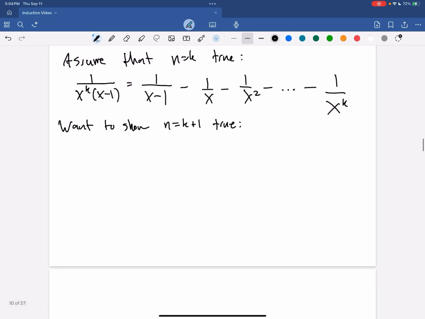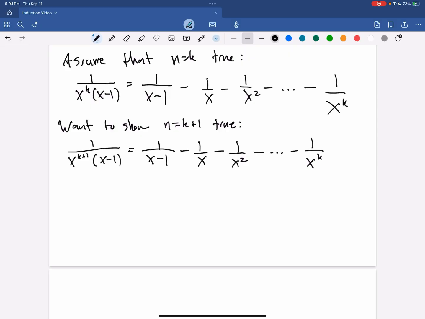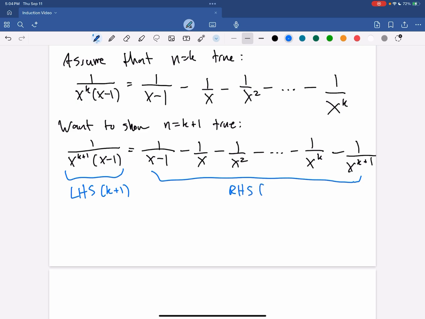And so that one is, again, just replacing n with k plus 1. So we have 1 over x to the k plus 1 times x minus 1 is equal to 1 over x minus 1 minus 1 over x minus 1 over x squared minus, and we'll have minus 1 over x to the k, but we'll also have 1 over x to the k plus 1 in our big subtraction. Okay, if we do some labeling here, we can call this left-hand side for k plus 1, and then right-hand side of k plus 1. And we want to show these are equal to each other.